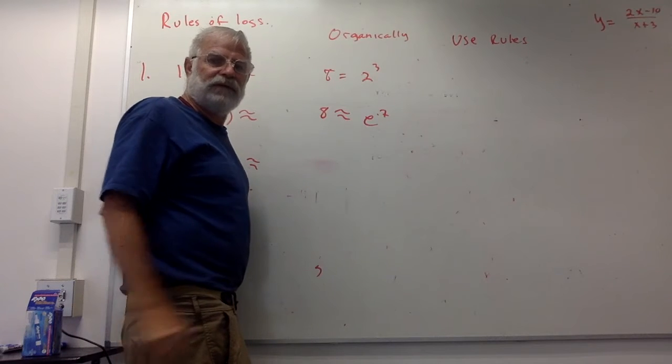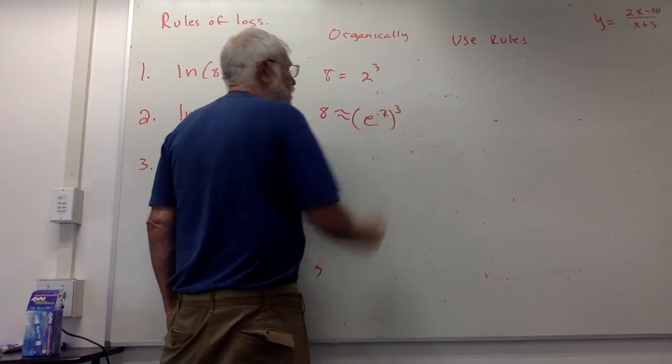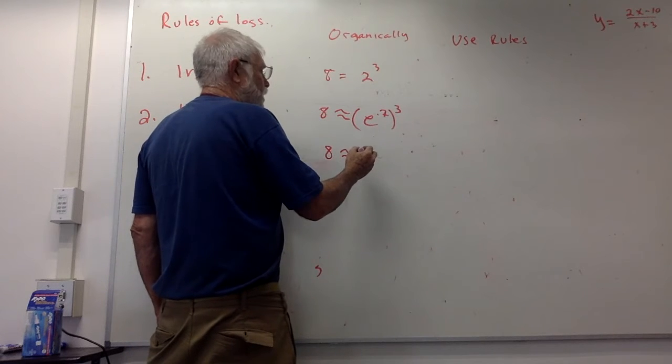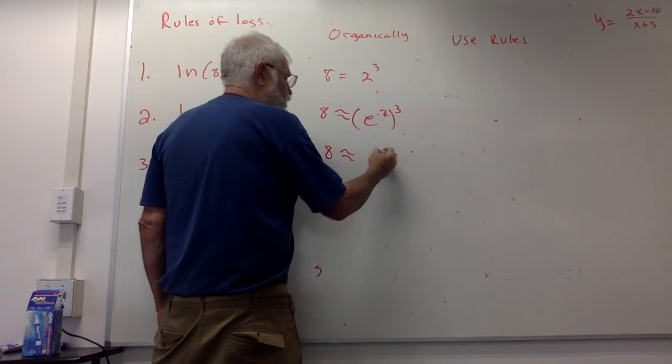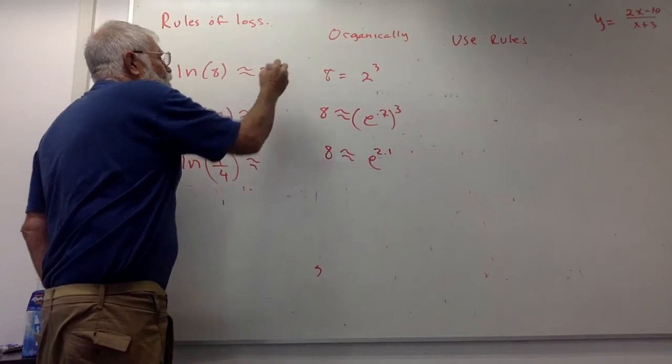Bankers use the rule of 7. They use this rule, actually. And so I'm going to cube that. And so I can now see that 8 is approximately e to the 2.1. So I can come over here and I can answer it now, 2.1.